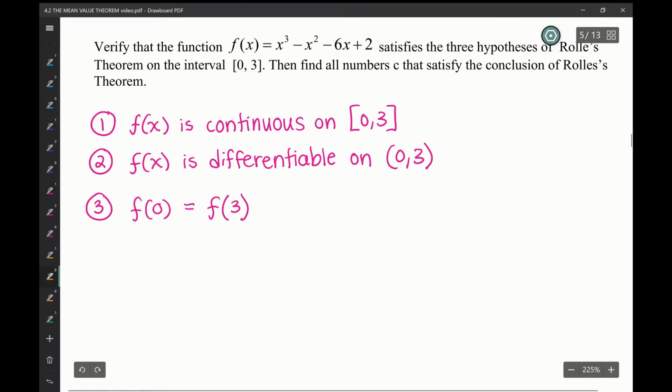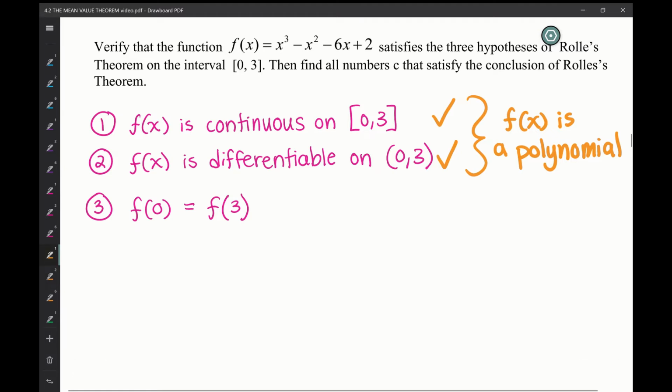F of x is continuous and differentiable over our interval because f of x is a polynomial, which we know are continuous and differentiable over their domains. Verifying the third hypothesis, that f of 3 is equal to f of 0, will take a little more work. We actually need to evaluate our function for each of these inputs.